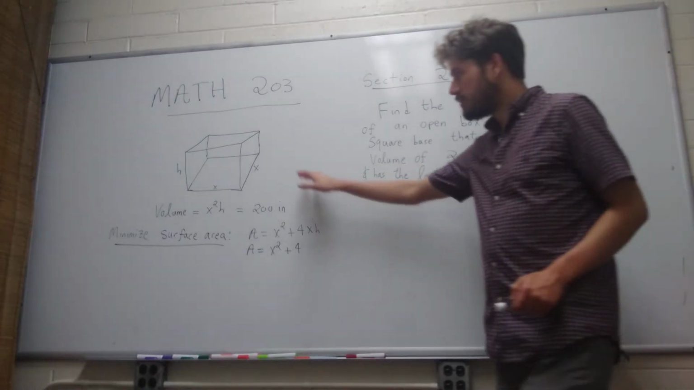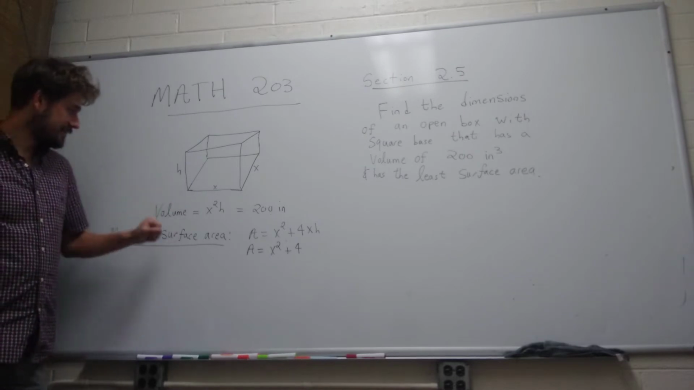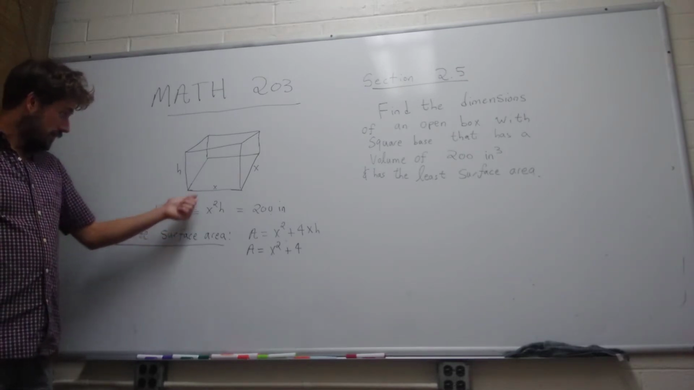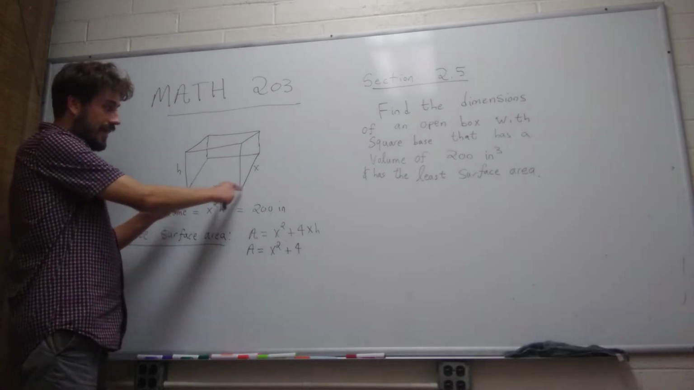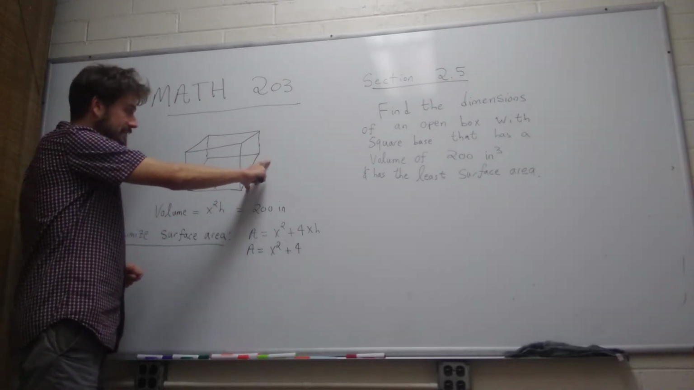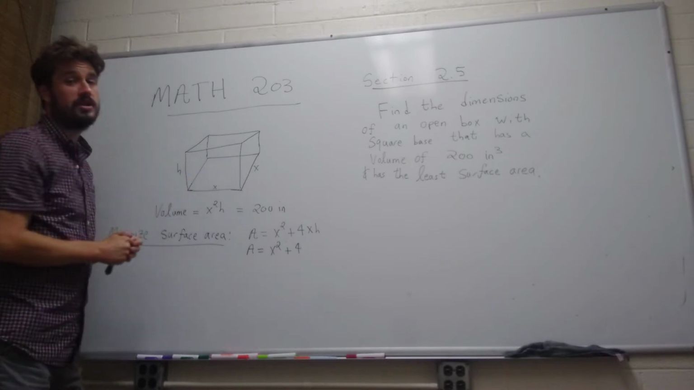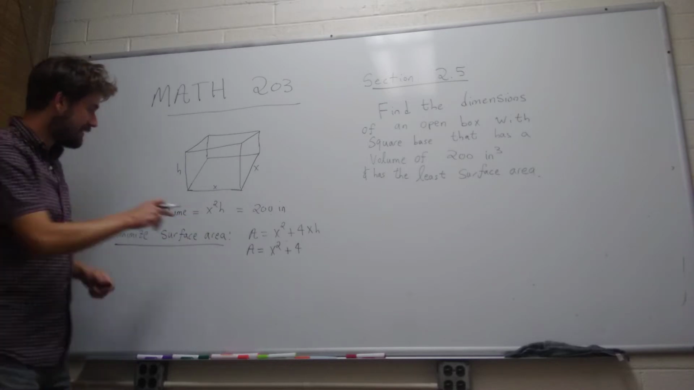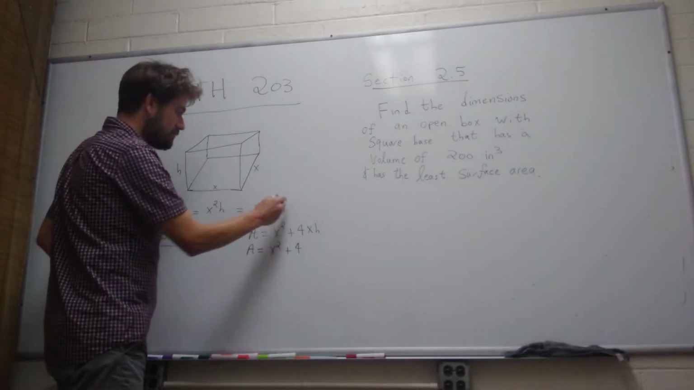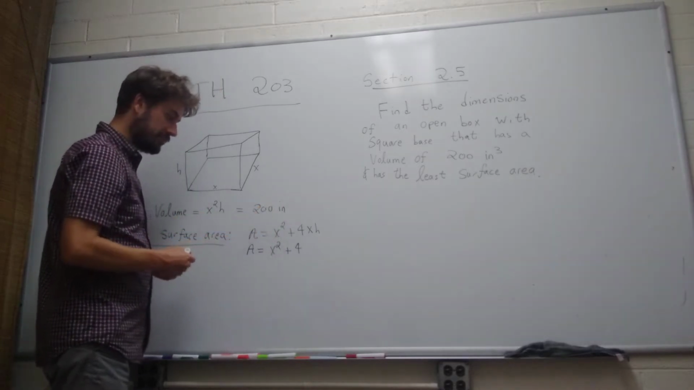So over here, if you notice, what we did is we drew a box with a square base. That means the length of the base is x, and it's the same as the width of the base. It also has another dimension, a height. All those are unknown at this point. What we do know, however, is that its volume is given as 200 cubic inches.